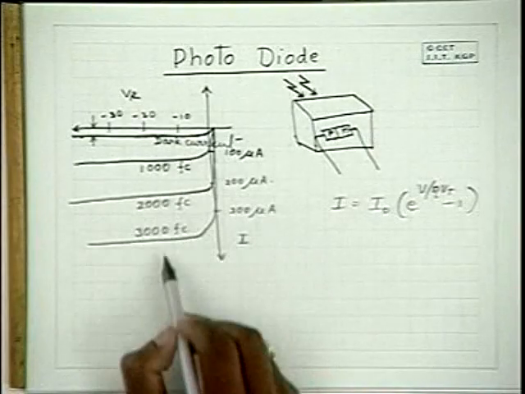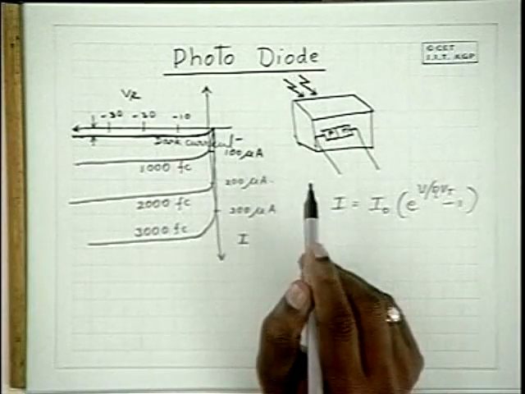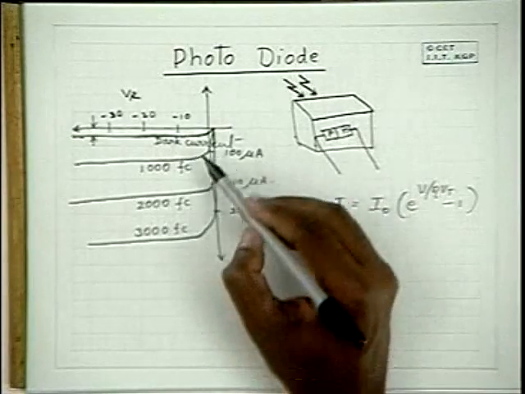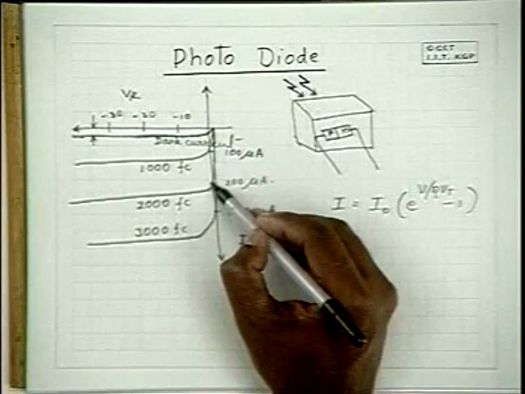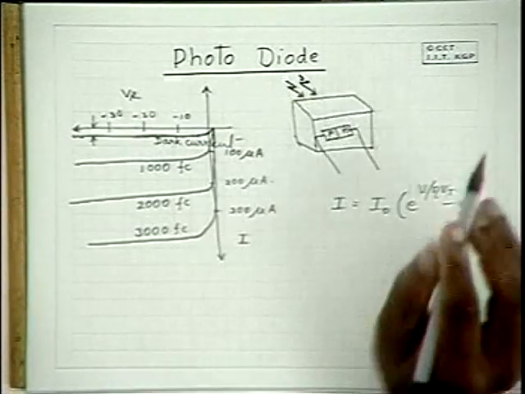Now, because of this light exposure, the minority carrier concentration is increasing, and once the concentration is high and there is no barrier for them, they diffuse across the junction. Due to the diffusion, even at 0 reverse potential, you have some current flowing in the reverse direction.